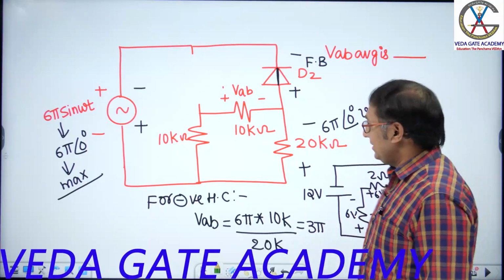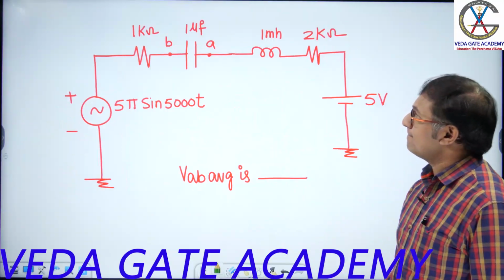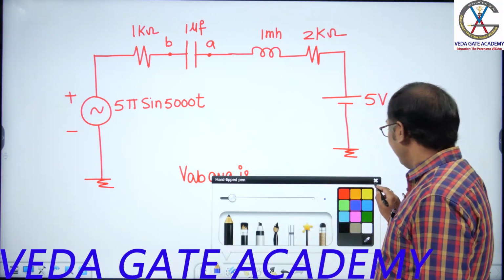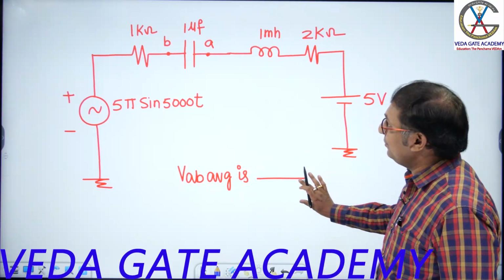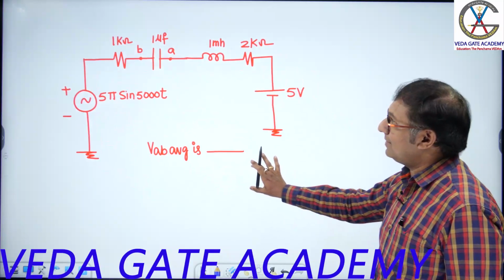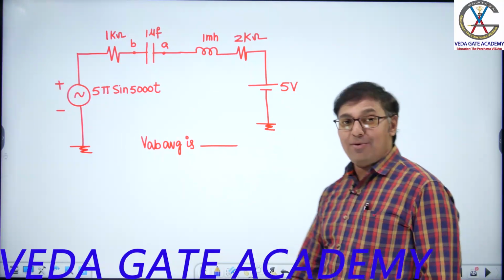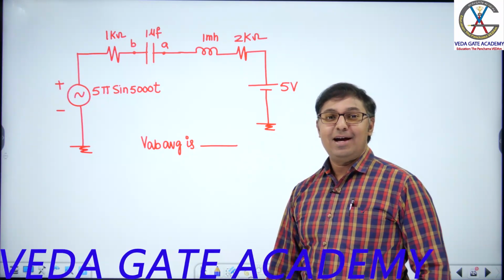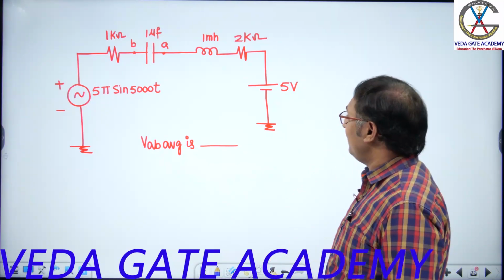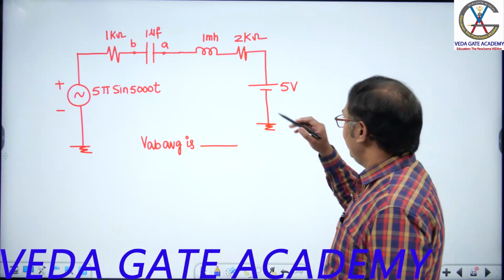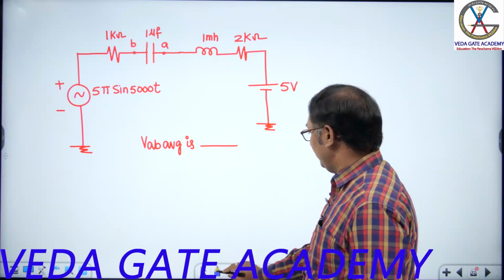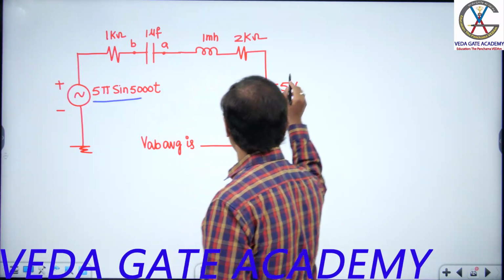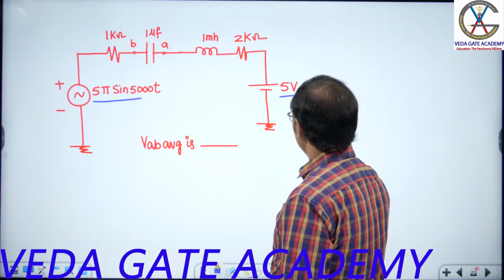Next question, this is the negative half cycle. What is VAB average? Can anyone give the answer? How can we do this problem? First, have a look at the structure. What is the source? DC source and AC source.